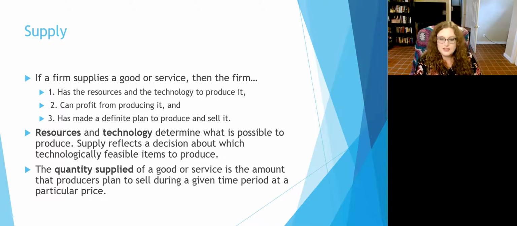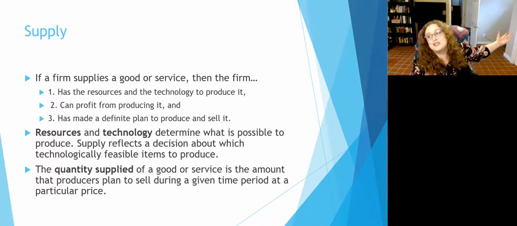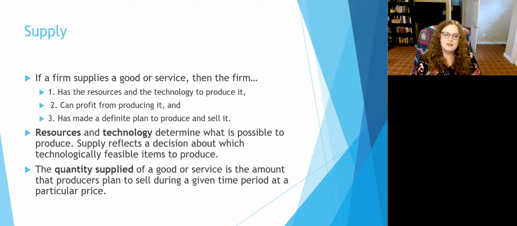Resources and technology kind of determine what's possible to produce. I would like to say all day long that I can produce rocket ships. I cannot. There is not the technology out there for me to make a rocket ship in my backyard. Does not exist, right? So resources and technology can determine what's possible. And then we also have the idea of quantity supplied, much like we did with demand. Quantity supplied is how much you would be willing to sell at each price point.